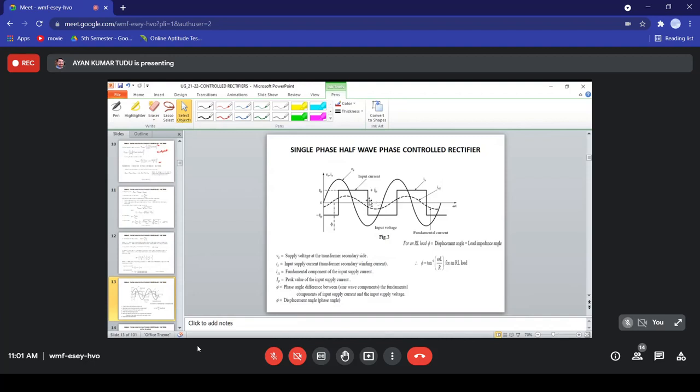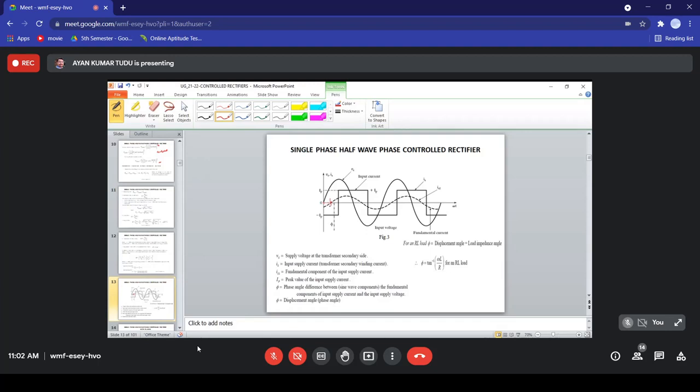Then we have the phi, as you can see here. Phi is the phase angle difference between the fundamental component of the input supply current and the input supply voltage. Okay, so this phi, actually this line should be around somewhere here. You can understand that it should be around here. So this should be phi actually. From where I have copied it, they have written it in this way. So I can understand that the difference between the fundamental component of the input supply current and the voltage is the phase angle difference phi.